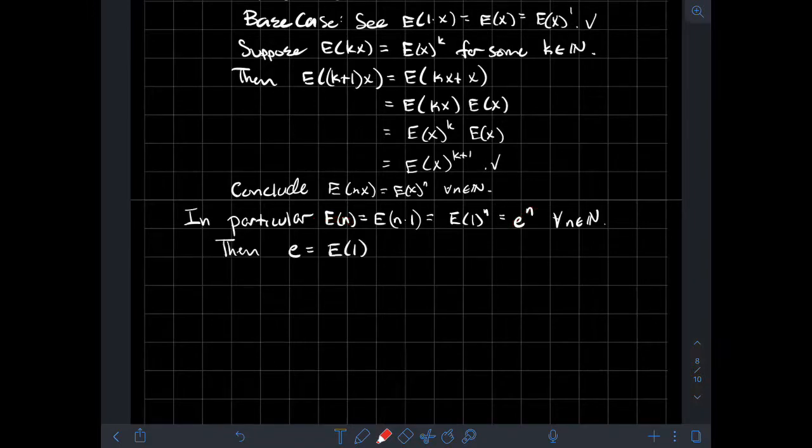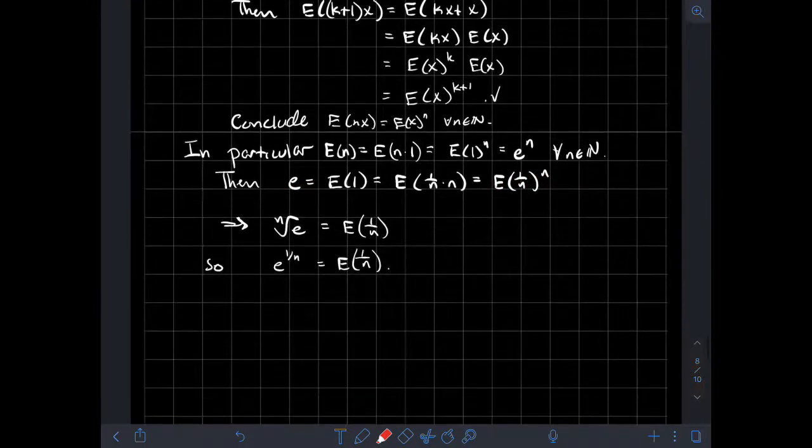Well, e itself is equal to E of 1 by definition. Let's think about some sneaky ways we can write 1. We write it as 1 over n times n, and now I'm just going to apply the rule we just saw, that this n gets to come out as an exponent. And so that looks like E of 1 over n to the nth power. So e is equal to this stuff here, and if you were going to have somebody solve an equation like 1 is equal to x to the n, you would take the nth root of both sides, and that's exactly what we're going to do. So the nth root of e should be equal to E of 1 over n. Again, that comes from this equality here. So that tells me that e to the 1 over n power is equal to E of 1 over n.